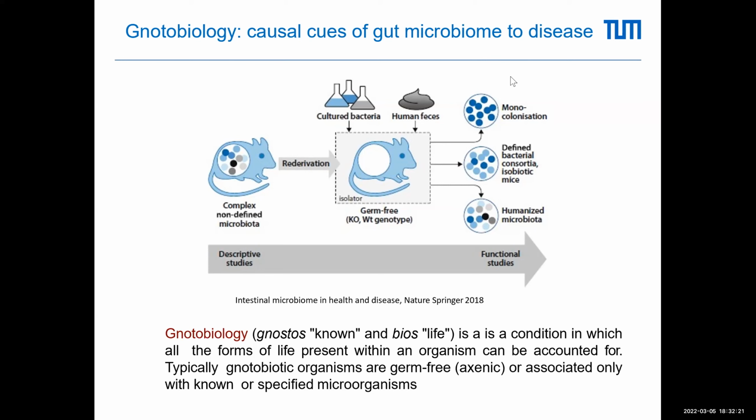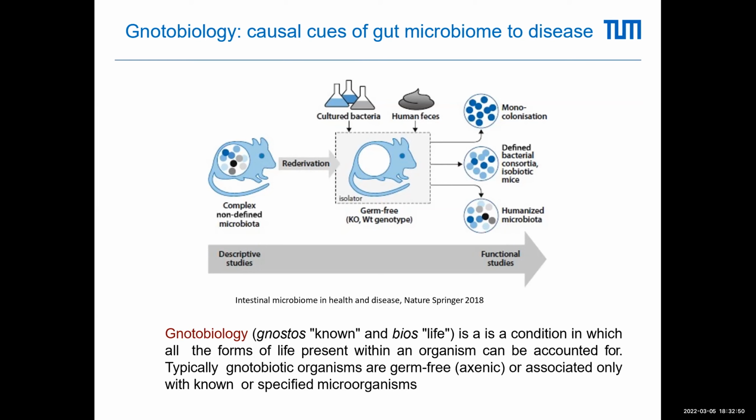So you can either colonize the mice with a single bacterium, that would be a monocolonization. You can have a set of bacteria, which we would call a defined bacterial consortium, or you can have a complex microbial community. So you can take the whole human microbiota and use it to colonize a germ-free mouse. Okay. And this model is really sophisticated.